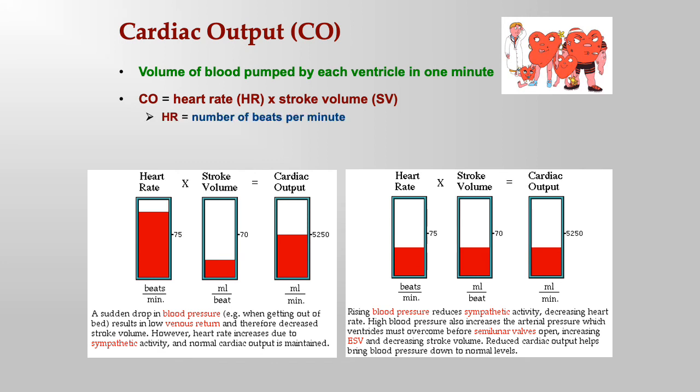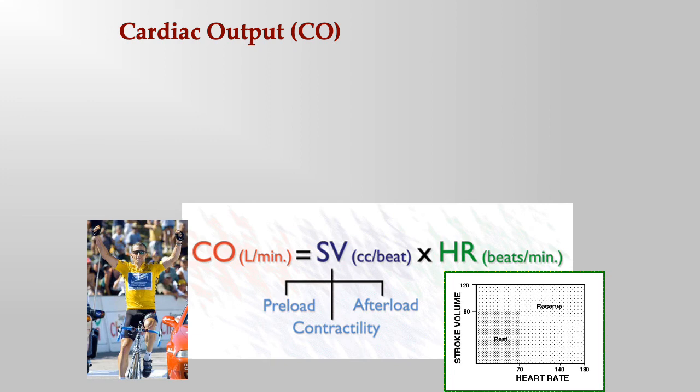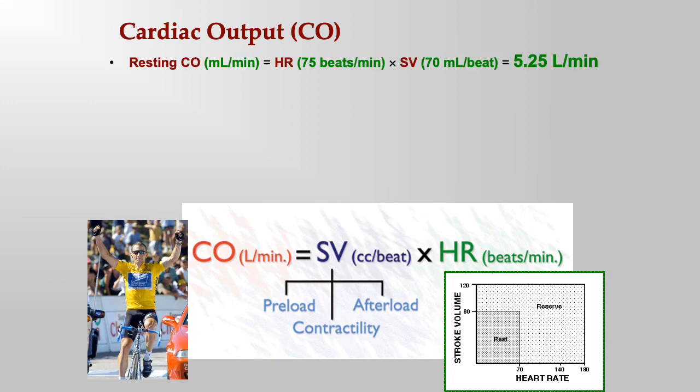So heart rate, beats per minute, times stroke volume, volume of blood pumped out with each beat, makes cardiac output. So resting cardiac output, this is what I just did. That's milliliters per minute. If we multiply typical heart rate, 75 beats per minute, times typical stroke volume, 70 milliliters per beat, notice the beats cancel, and we get liters per minute if we convert it. If we left it as milliliters, it would be 5250.